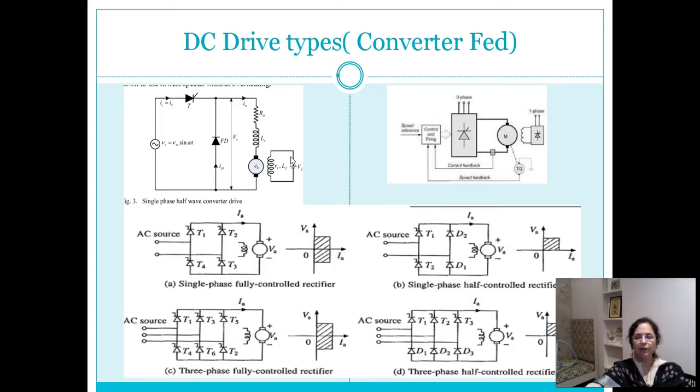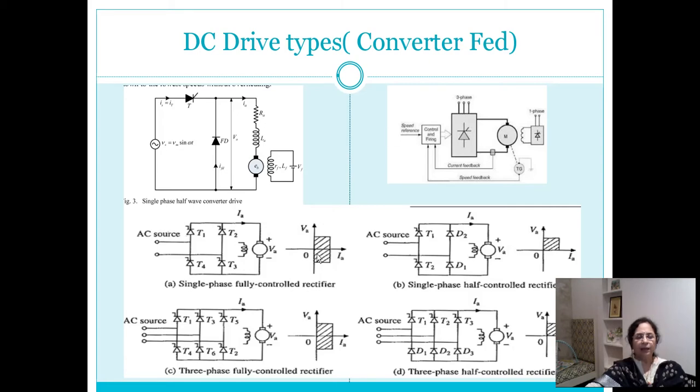So this is surely a separately excited DC motor, and this is a simple converter, which we call an M1 converter or midpoint converter, using a single device. So this is the simplest arrangement. In general we can say it is a single phase half wave converter drive.